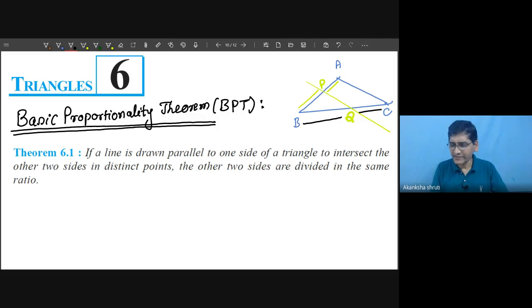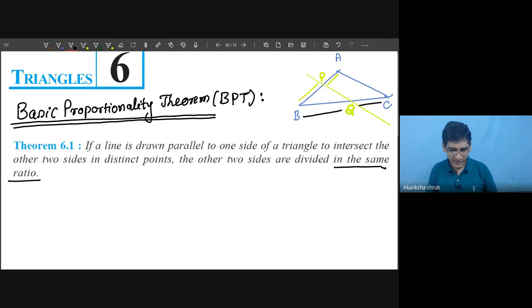If you are taking the line parallel to AB, then it will intersect the sides AC and BC, but the same ratio will also hold. But in this case we have to take the distance from C to A, then C to B. So regarding that, the theorem is like this. If a line is drawn parallel to one side of a triangle to intersect the other two sides in distinct points, then the other two sides are divided in the same ratio.